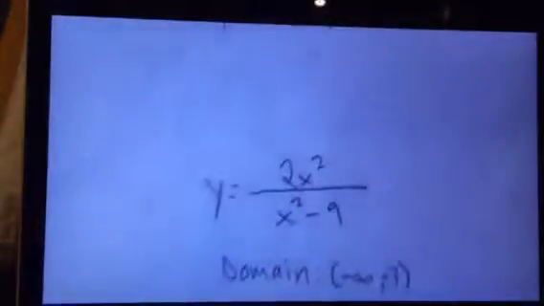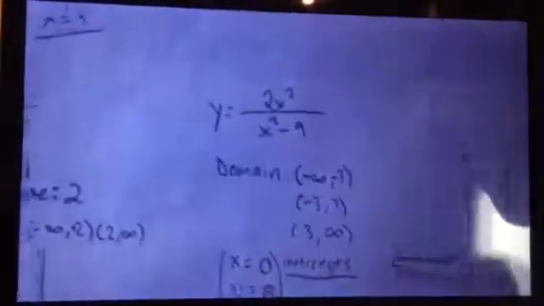Now let's look at the last equation. The last equation is probably one of the most difficult equations. First thing you want to do here is find the domain. Now the domain here is very tricky, because first thing you want to do is factor this out to be x plus 3 and x minus 3. And that means you have a hole.